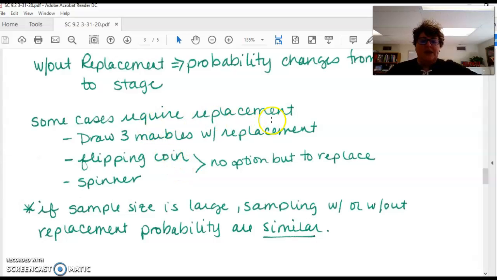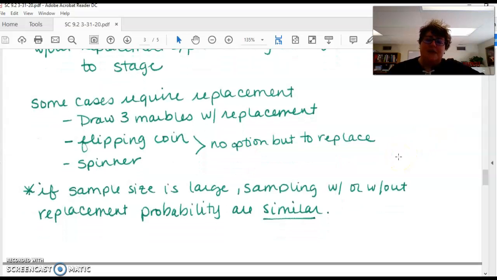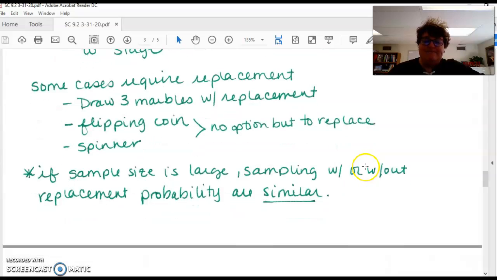Now, some cases require replacement. So draw 3 marbles with replacement if it says with replacement. But we also have options where replacement is not even an option. You can't flip a coin and take out heads after you've already got heads. Okay, it's either heads or tails. You can't spin the spinner and take out one of the colors. So sometimes replacement is not an option; you automatically get replacement. Now, if your sample size is large enough, then with replacement and without replacement, the probability will be similar, so it's not going to affect anything.